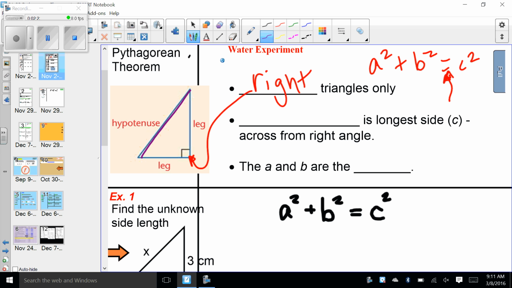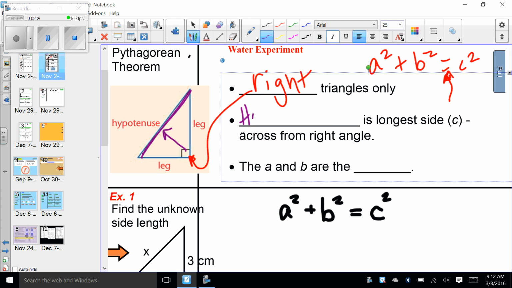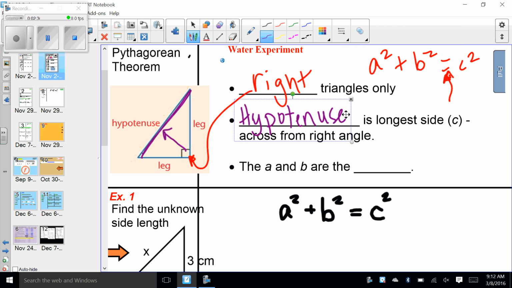Another term that's kind of new here is this thing called the hypotenuse. The hypotenuse is the longest side, c, across from the right angle. So here's our right angle symbol. Across from the right angle is called the hypotenuse. And the other two have names, and they're called the legs. So a is a leg, b is a leg, and c is the hypotenuse. So a squared plus b squared equals c squared.